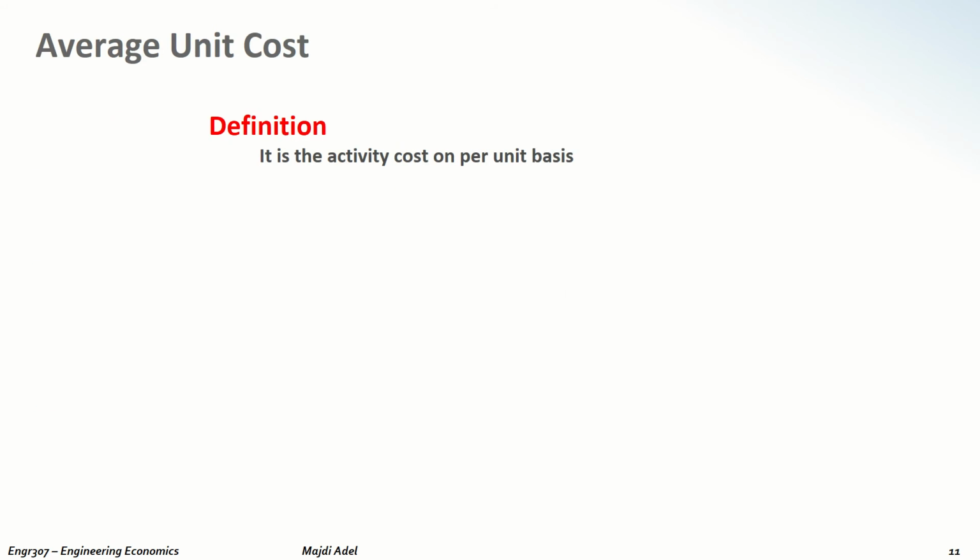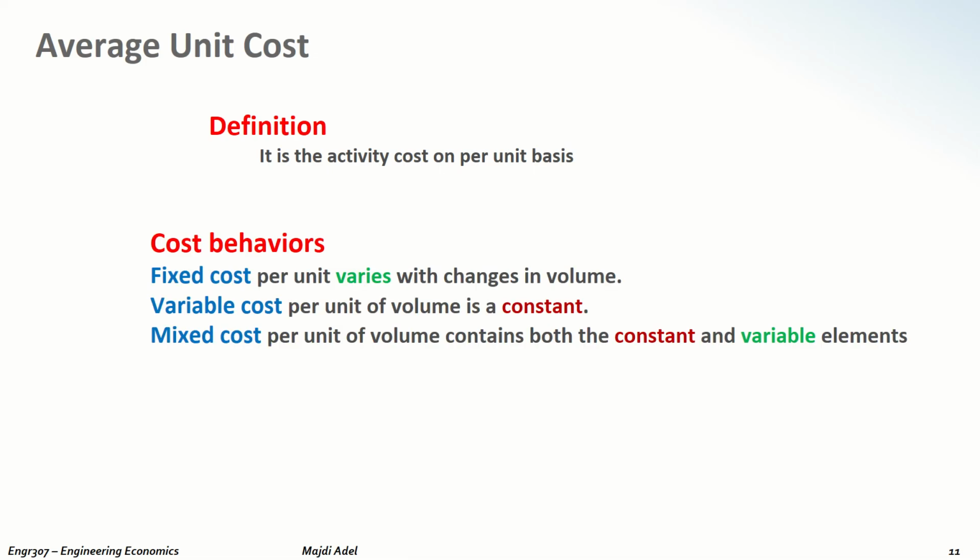Now we have another concept, which is the average unit cost. The average unit cost is the cost on a per-unit basis. So the cost behavior is now different. A fixed cost per unit varies with change in volume index. A variable cost per unit is constant, and a mixed cost has two components, one of them constant and one of them variable. So the fixed cost per unit changes with changes in volume index, and the variable cost per unit remains constant.